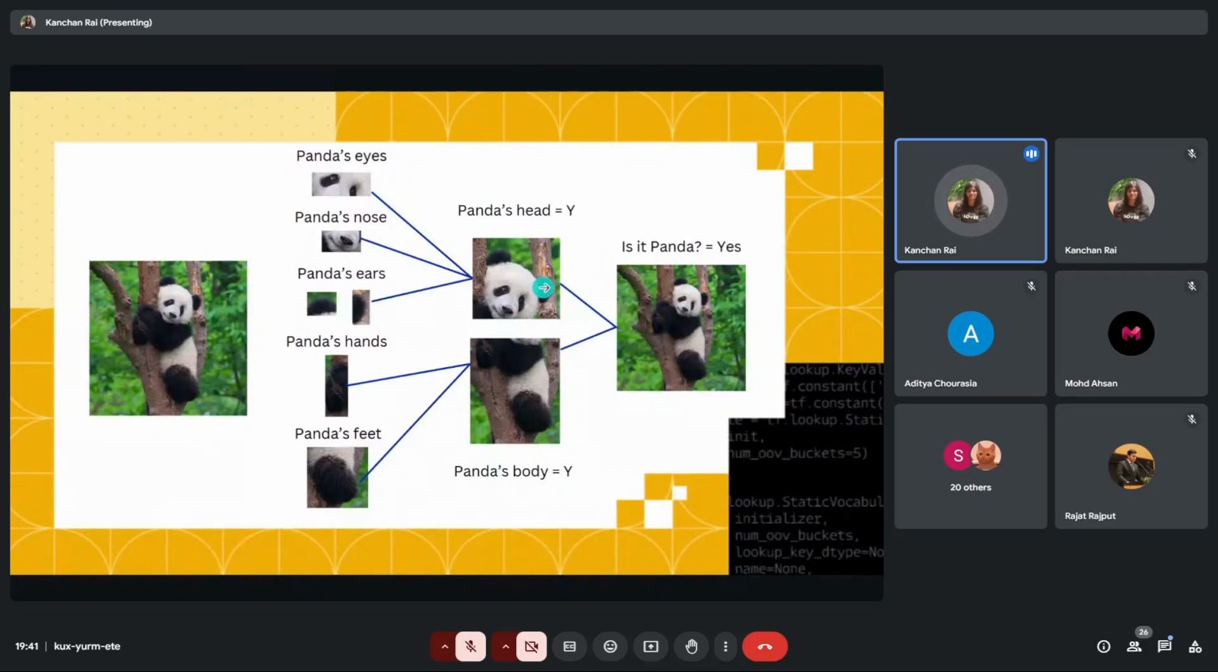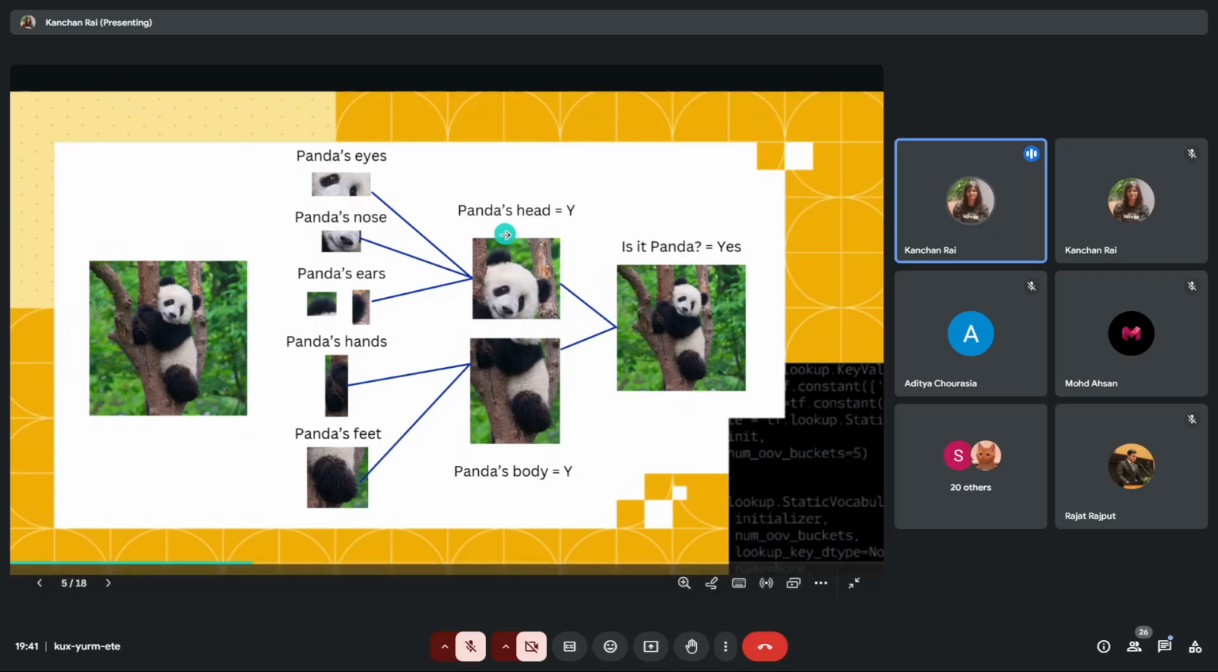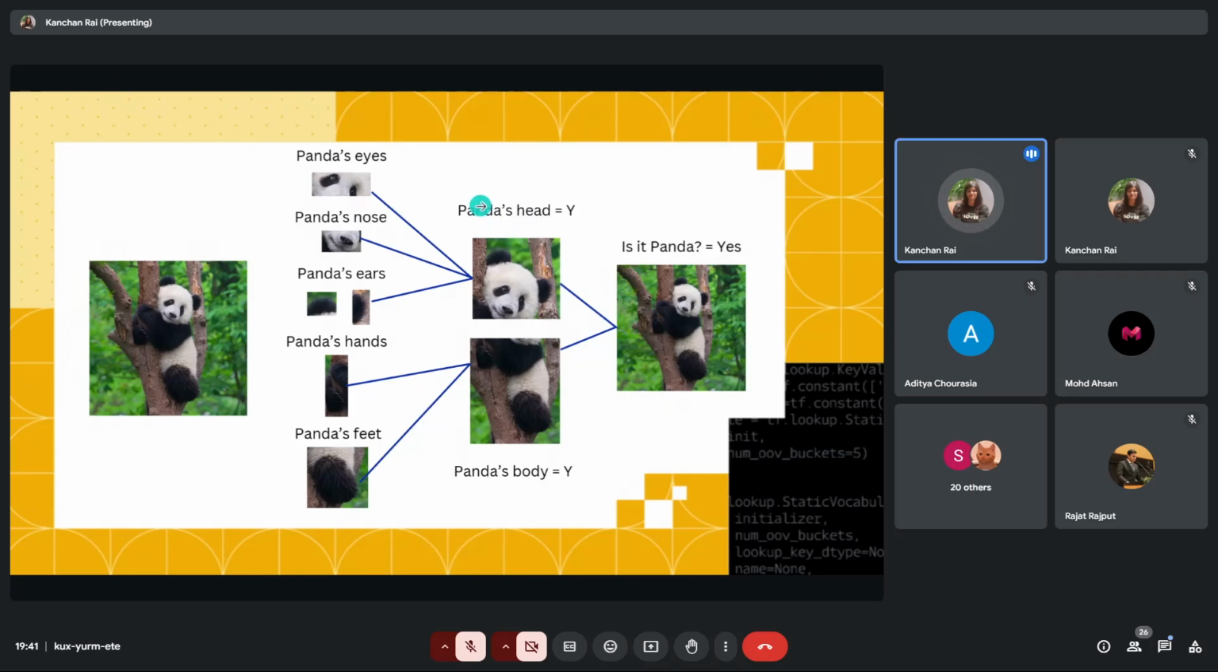So first you have identified the head. Then what do you identify? Then you identify the remaining lower body, right? There are the panda's hands and those are the panda's feet. You combine these two, you get the panda's body. Now in the image, the neural network will check: does this look like a panda's head? Yes, it does. Does this look like a panda's body? Yes, it does. So the neural network combines both of these and asks, is it a panda? Yes, because all these steps said yes. So this is a panda. This is how it actually works.